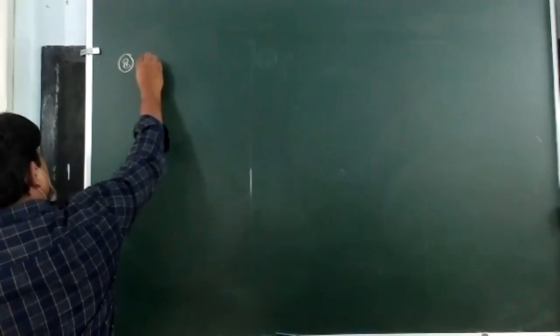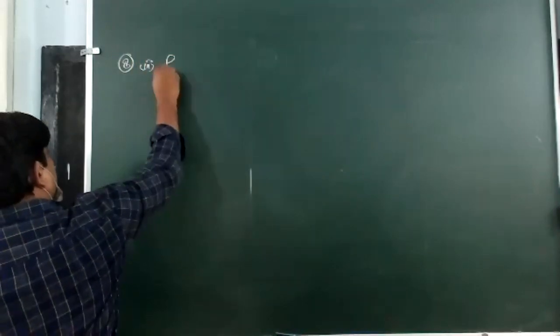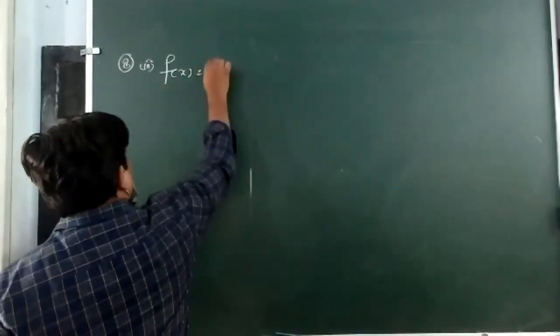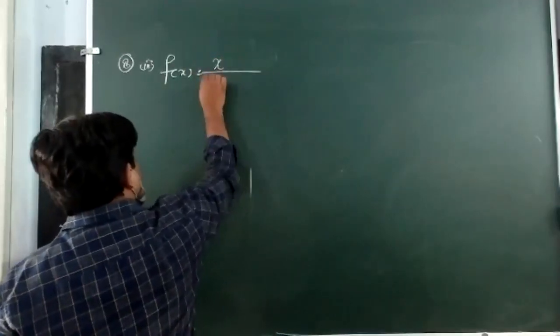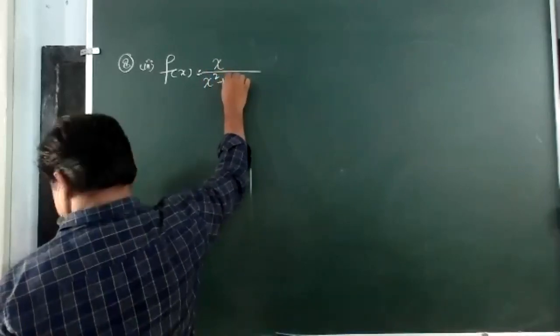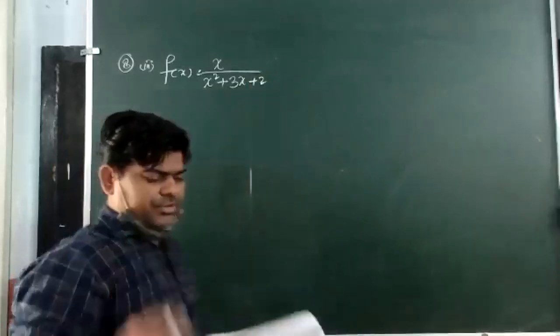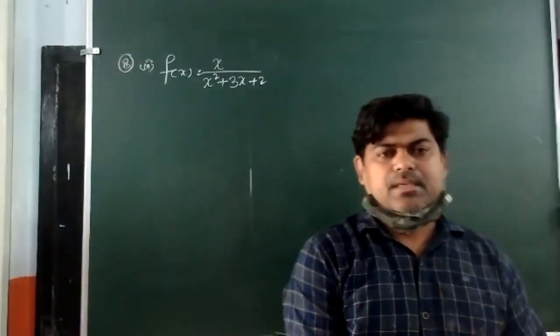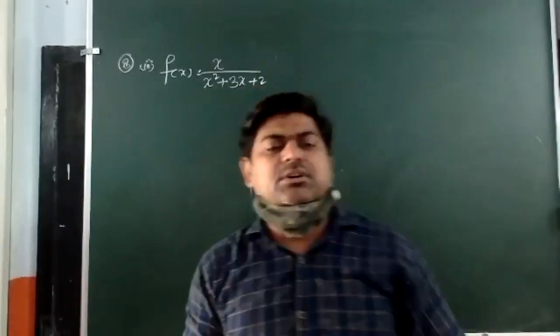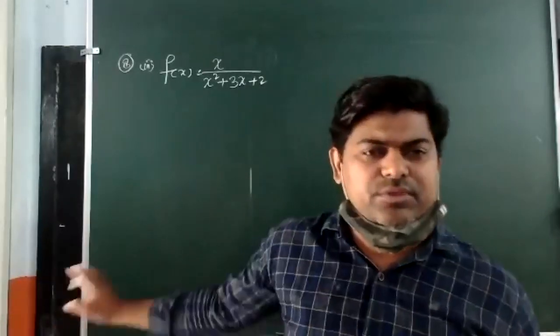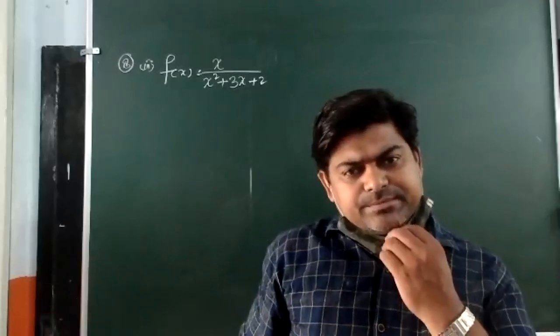Third part is there. f(x) is equal to x upon x square plus 3x plus 2. Listen to me very carefully what I say. What is the domain? Domain is all possible values of x for which the function is defined.